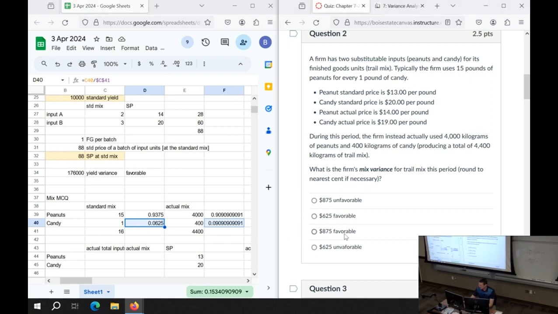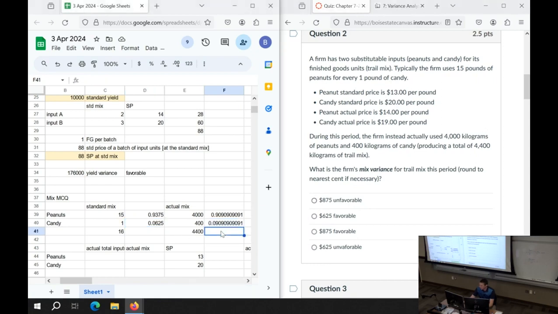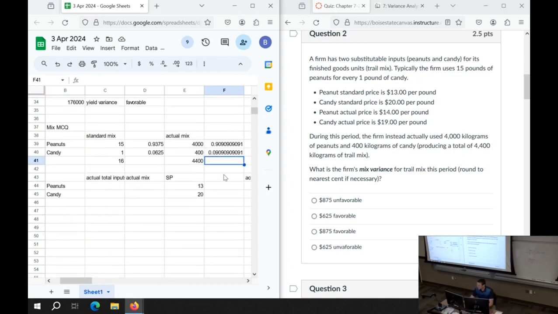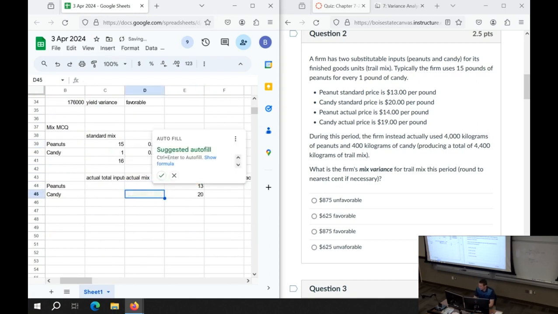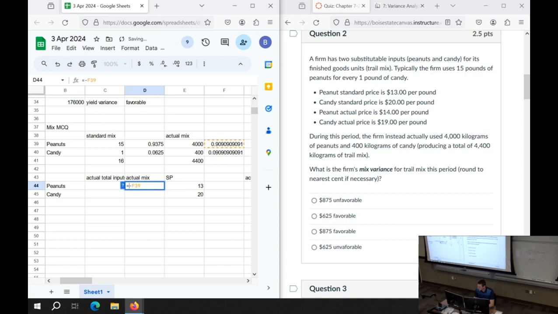We know it's not any of these favorable variances. It's either 875 unfavorable or 625 unfavorable. We'll just stop there. All right, great. We can put that in. We can put the actual mix in right here. No, not minus. There we go.